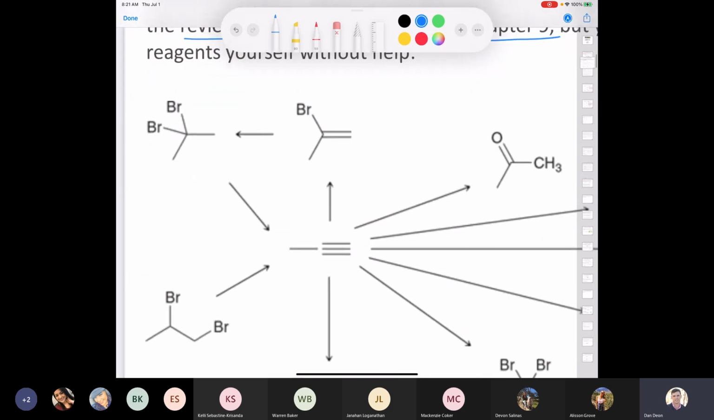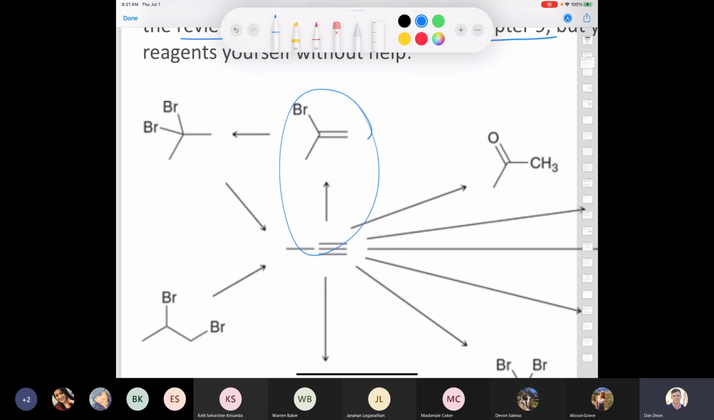So where should we start? Let's start with this reaction right here. We're taking propyne and we're converting it into 2-bromopropene. So how would we do that? Well, this is a Markovnikov addition, isn't it? This is nothing more than a Markovnikov addition of HBr across the triple bond.